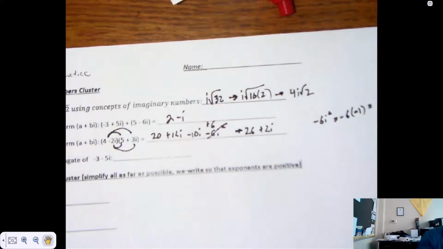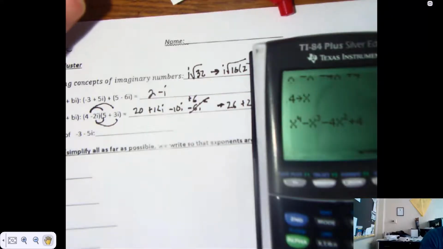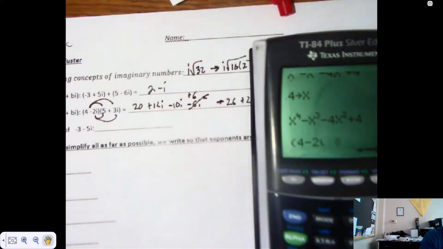Your calculator can do this. If you're curious if you got this question right, and it could have done part B as well, you just go to your calculator and you type it in. 4 minus twice an i. Where's that i button? The period. Again, I got to see it. I got to see you foil out, kids.